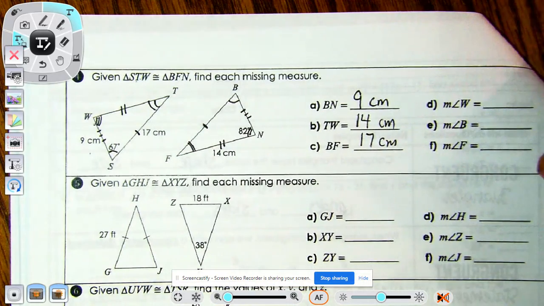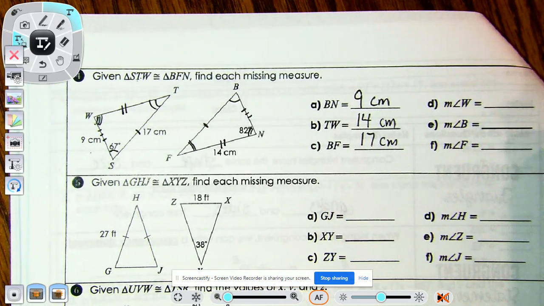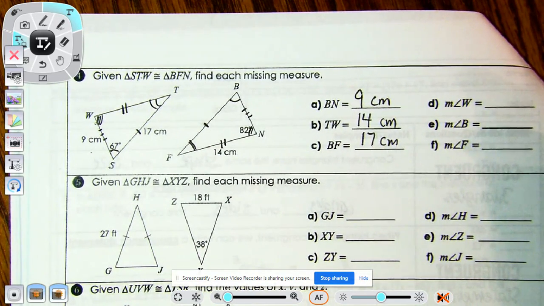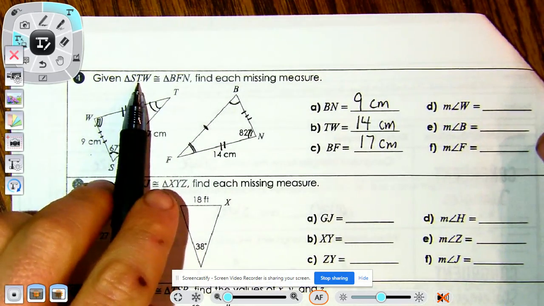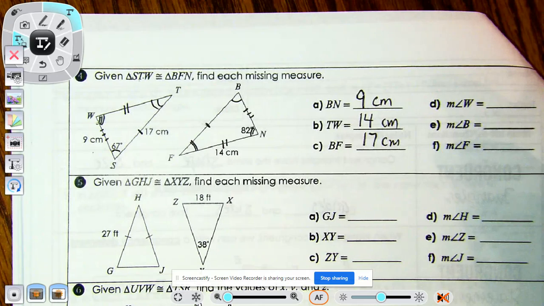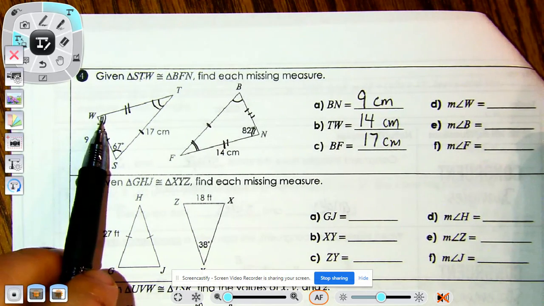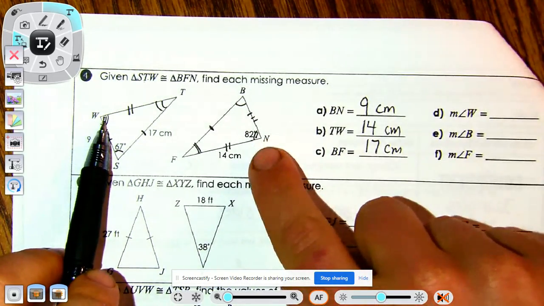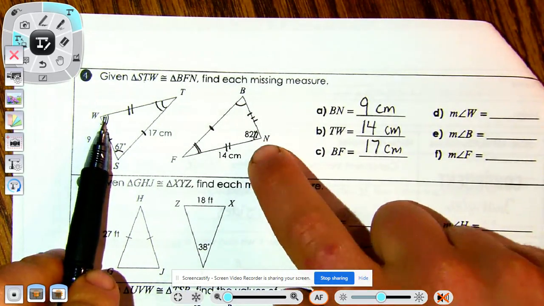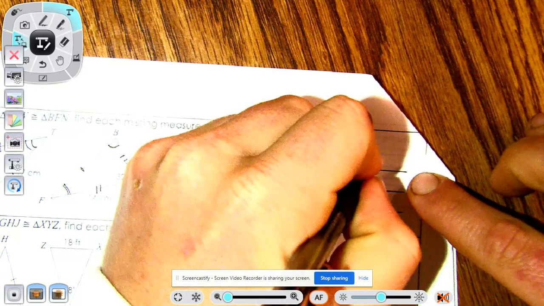So really you can see there's not a lot of math to be done here. It's really just working off this congruency statement and matching up corresponding angles and sides. So they want to know what angle W is. Angle W was congruent to angle N. So obviously they're congruent there. Angle W is going to be equal to 82 degrees.